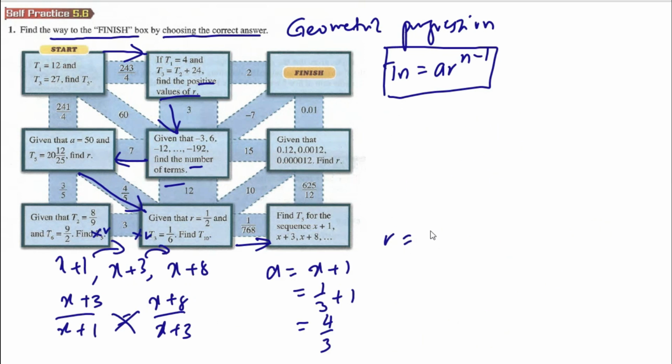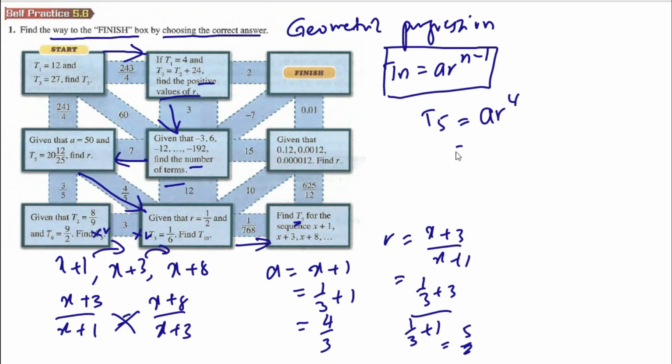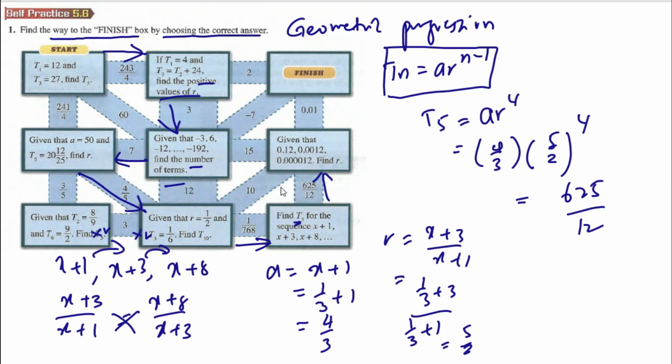So R is equal to x plus 3 over x plus 1, or x plus 8 over x plus 3, is the same. So with x equal to 1 over 3, we get 1 over 3 plus 3 over 1 over 3 plus 1, which is equal to 5 over 2. So we wanted to find T5. T5 is equal to A R to the power of 4. So A is equal to 4 over 3. R is 5 over 2 to the power of 4, which is equal to 625 over 12. So 625 over 12 is this answer.